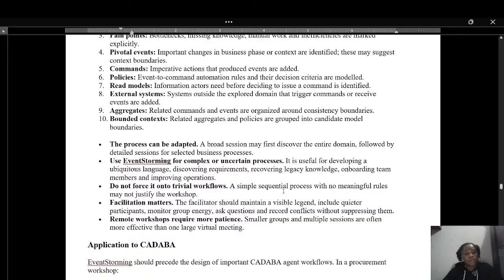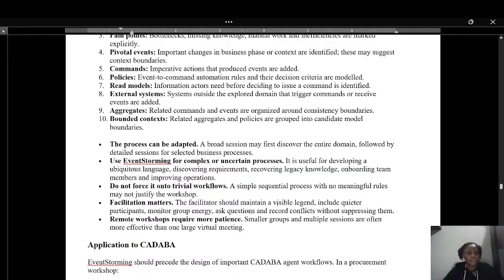You can perform event storming for that. And when you want to recover legacy knowledge, as I have said, when you want to redevelop a legacy application, perform event storming. When you want to onboard team members, perform event storming. When you want to introduce all the team members to the problem that they want to solve, to the development process, you can perform event storming. When you want to also improve operations, you can also perform event storming.